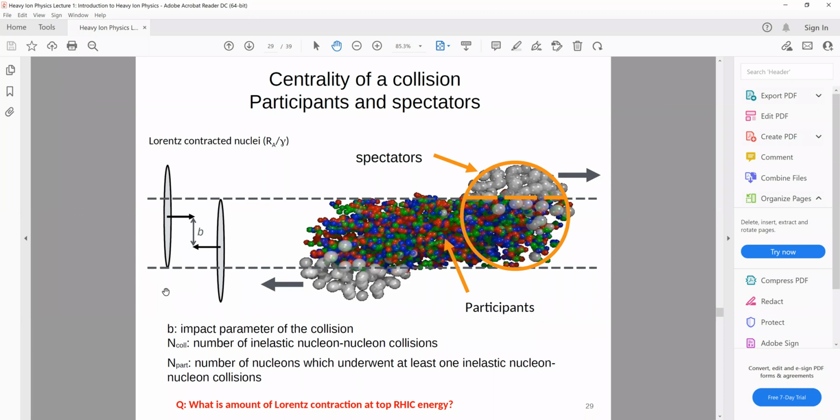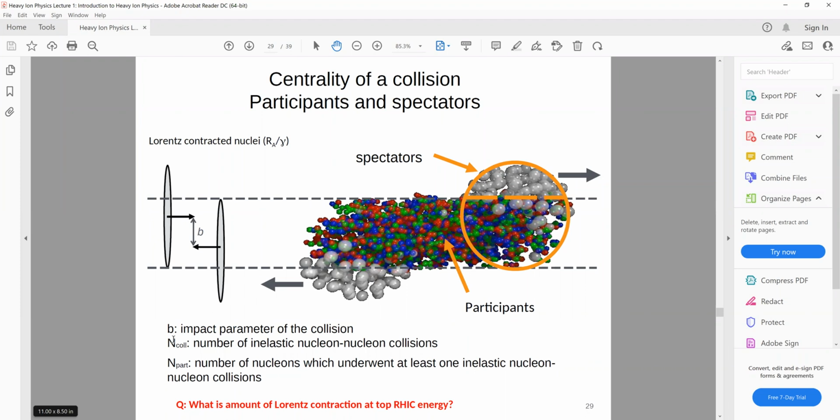On the other hand, B could be such that they are just grazing each other. They can collide at a grazing angle. One is here and one comes here. In that case, B will be just equal to RA plus RB, where RA is the radius of the nucleus. This is known as a peripheral collision. In the case of an ultra-peripheral collision, B will be of the order of 2RA, right?